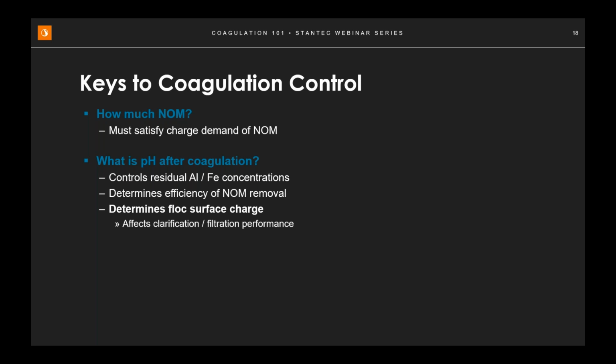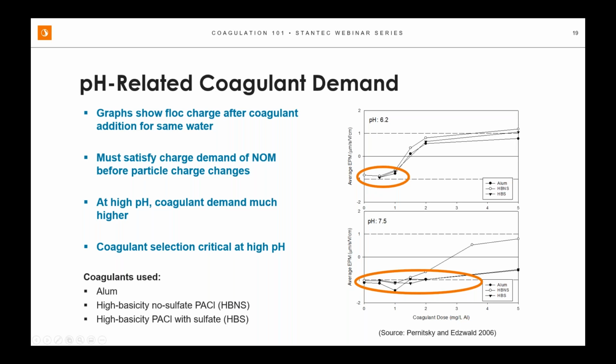Okay, so looking at the keys to controlling coagulation, we have to know how much NOM there is, and we have to satisfy that charge demand of the NOM. And then we have to know the pH after coagulation. That's going to control our aluminum residuals. It's going to determine the efficiency of organics removal, and it's going to determine the floc surface charge, which in the end is going to affect the clarification and filtration performance. So this is an example of what I've called the coagulant demand, firstly, and then the effective pH.